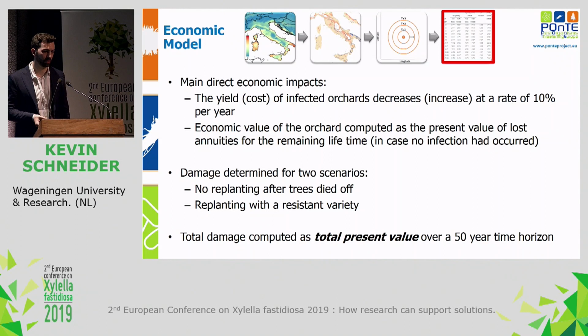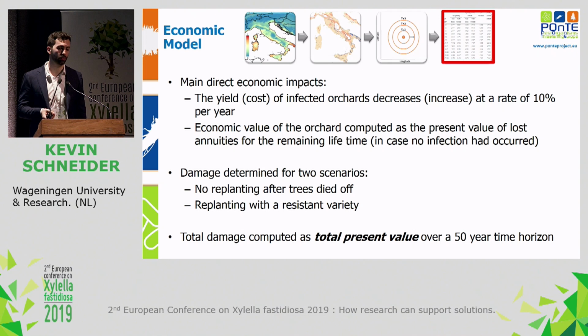If an orchard now dies at the age of 50 and the farmer was expecting it to reach at least the age of 75, then 25 periods of these annuities are effectively lost, and this is what we refer to as lost investment. These impacts are computed for 2 economic scenarios that intend to bracket the likely impact.